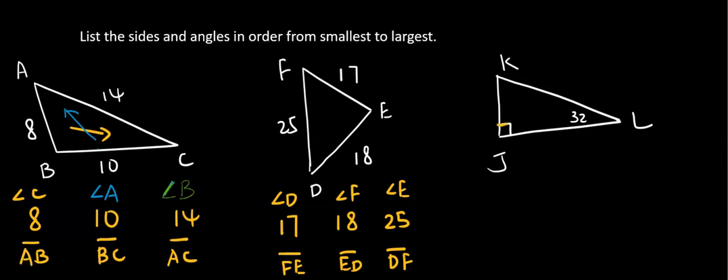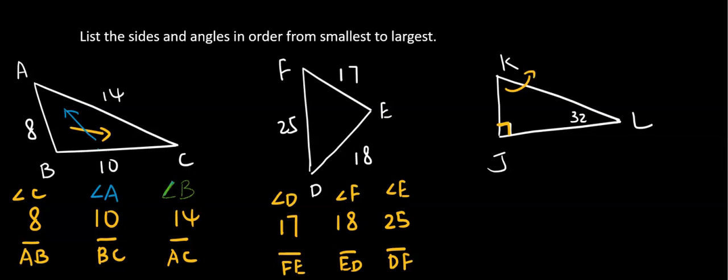Okay, let's look at this triangle. LJK has a right angle here, so it's a right triangle. One of the angle measures is 32 degrees. This is a cute one. And what's this angle measure? We're going to do a simple calculation.